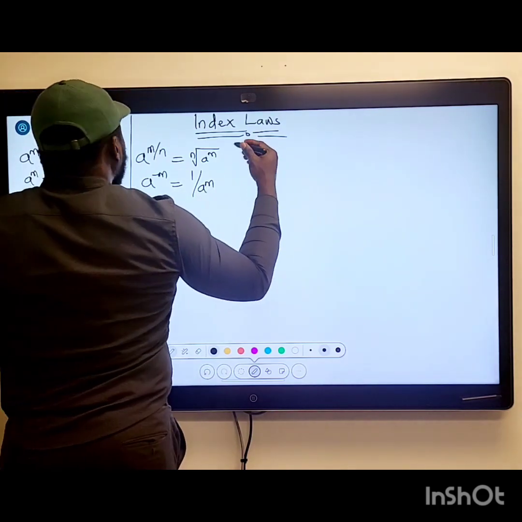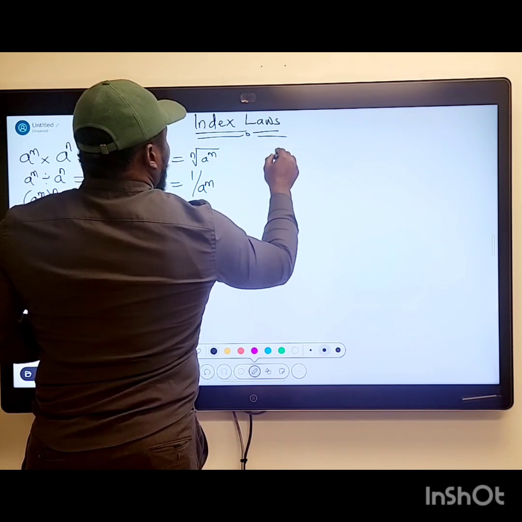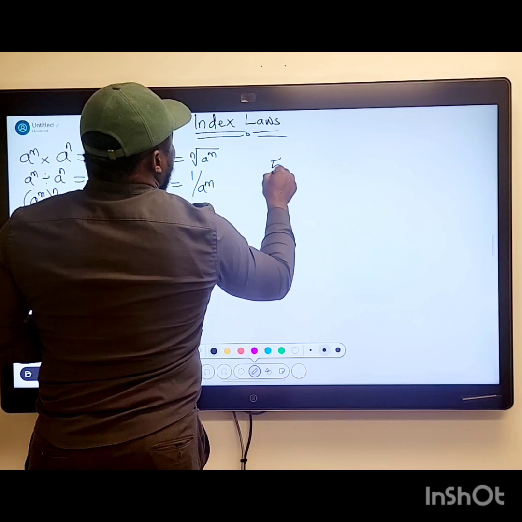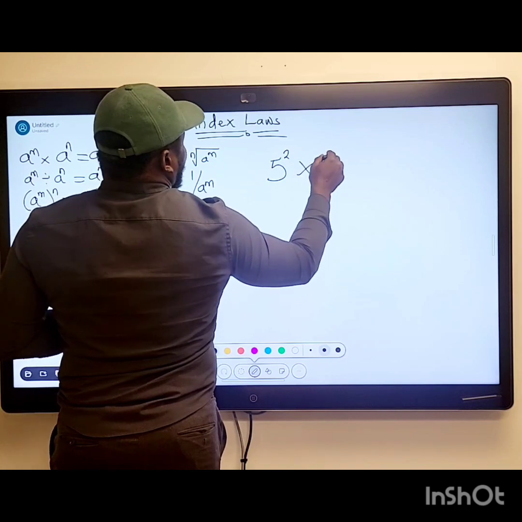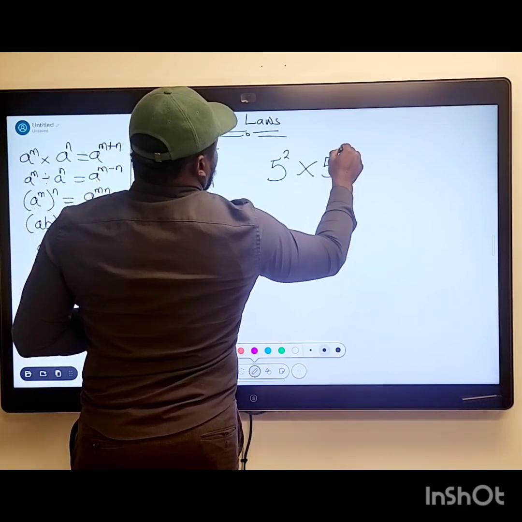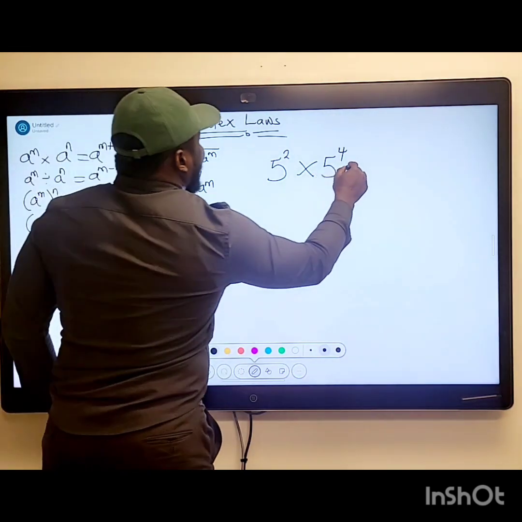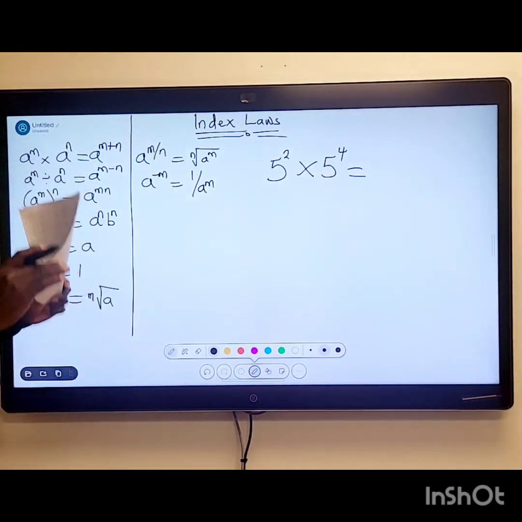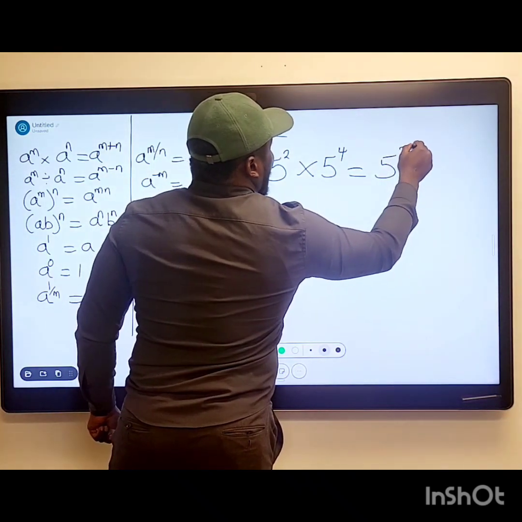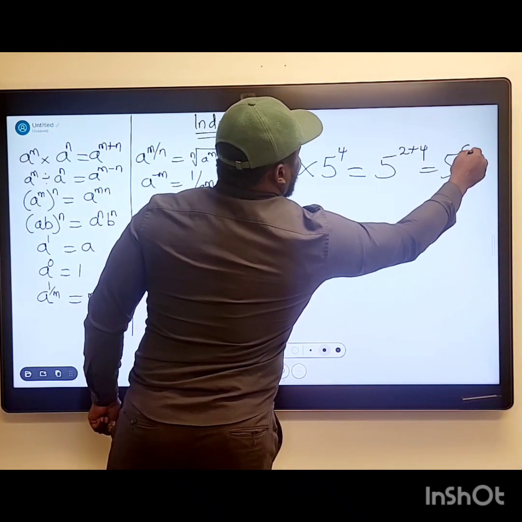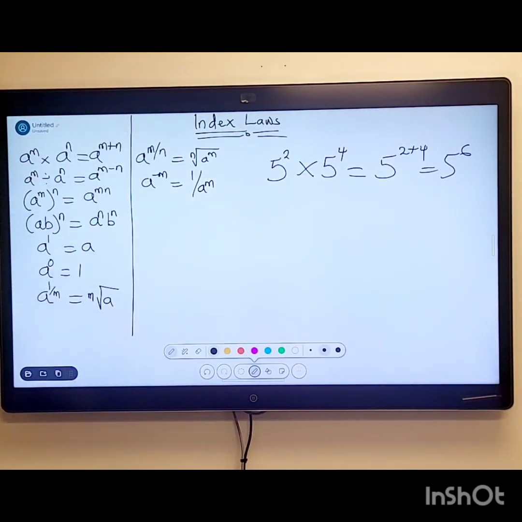Now, if you have something like this, let's say 5 raised to power 2 times 5 raised to power 4. This is referring to the first law. Remember, multiplication means addition, when you have the same base. We have the same base, so this is going to be 2 plus 4, and that gives us 5 raised to power 6. So it means 5 will go in 6 places.